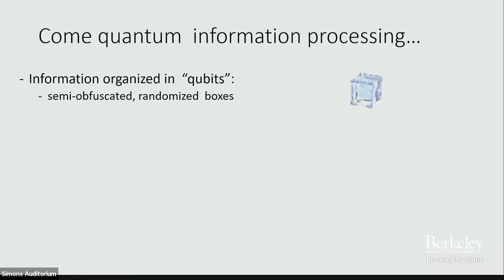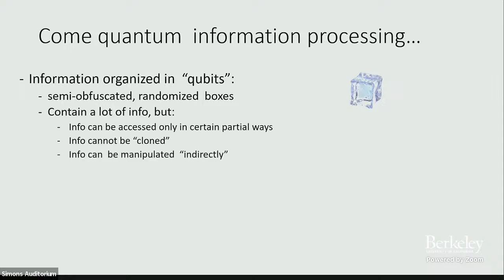So the information is organized in those things called qubits, and there's a lot of information in the qubit, but you cannot really access all of it. You can only access it in certain ways. You can't just read it. You actually have to measure it, and it cannot be cloned. But you can also manipulate information in the qubit directly.